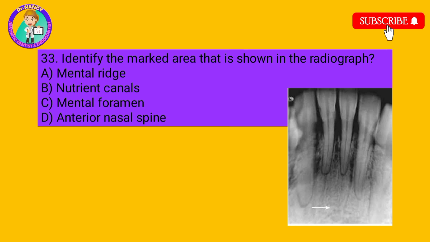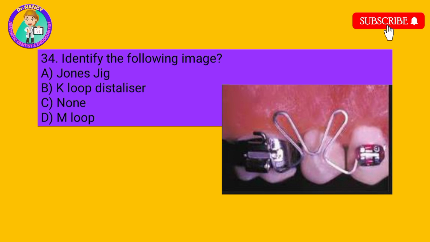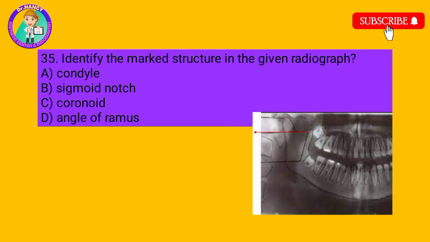Identify the marked area that is shown in the radiograph. Mental ridge, nutrient canals, mental foramen, anterior nasal spine. Answer, nutrient canals. Identify the following image: Jones jig, K-loop distalizer, none, M-loop. Answer, K-loop distalizer. Identify the marked structure in the given radiograph: condyle, sigmoid notch, coronoid, antigonial notch.